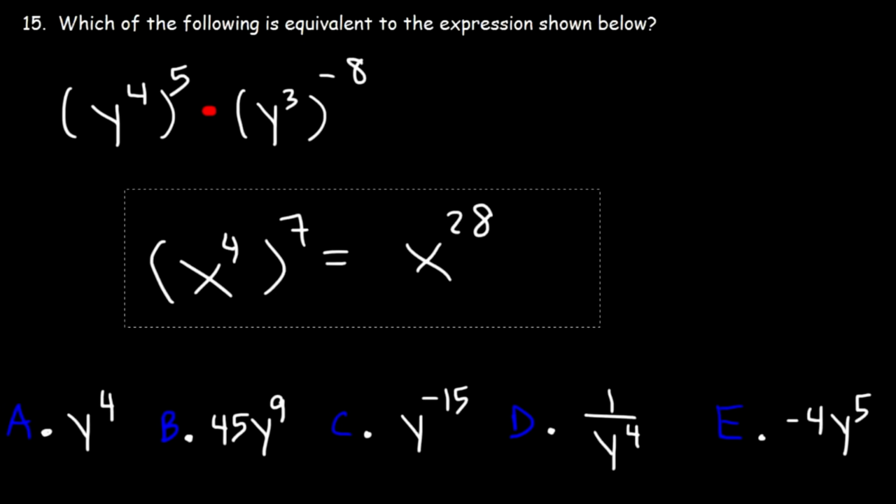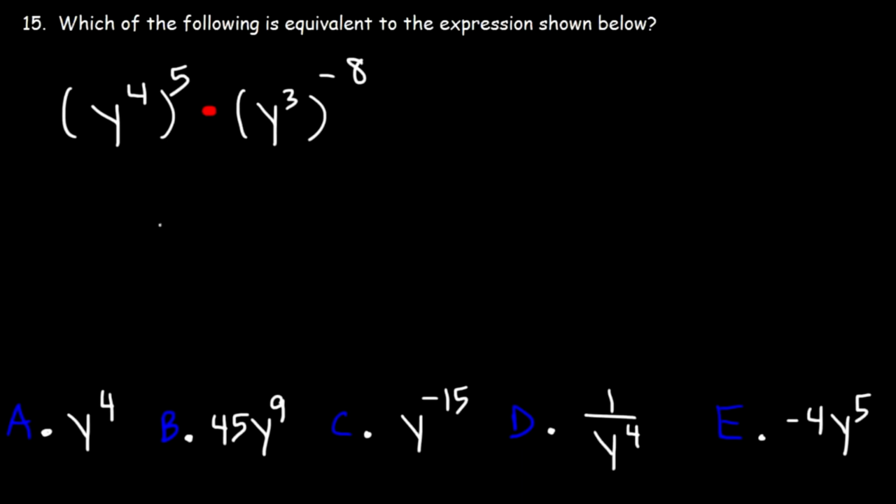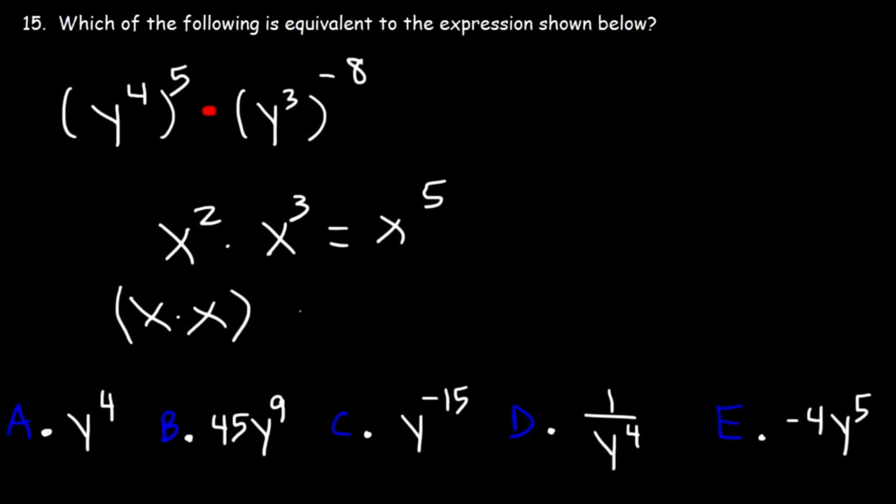Now let's understand why. So why is it that x squared times x cubed is x to the 5th? X squared is basically 2 x variables multiplied to each other. X cubed represents 3 x variables. Together we have a total of 5 x variables being multiplied. That's why it's x to the 5th.